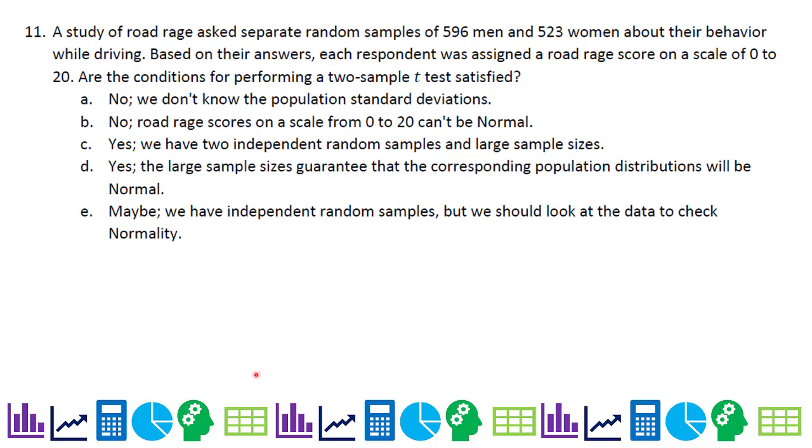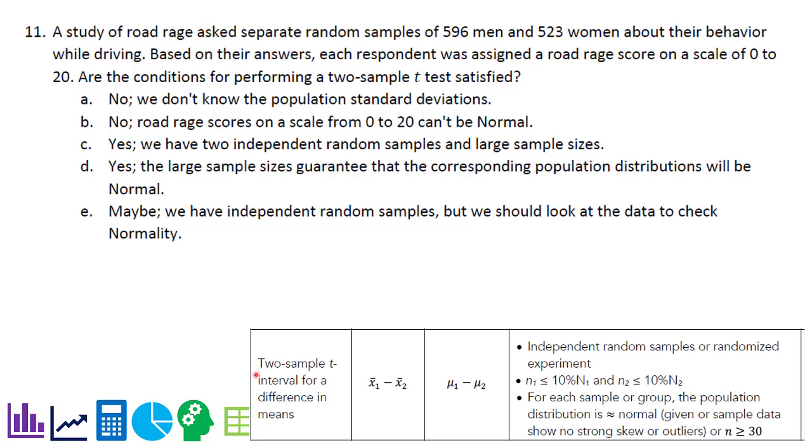Number 11. A study of road rage asked separate random samples of 596 men and 523 women about their behavior while driving. Based on their answers, each respondent was assigned a road rage score on a scale of 0 to 20. Are the conditions for performing a 2-sample t-test satisfied?